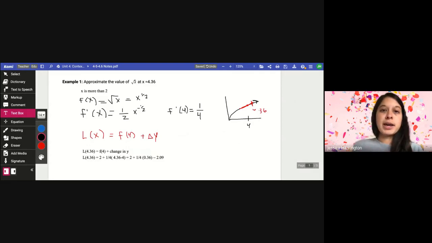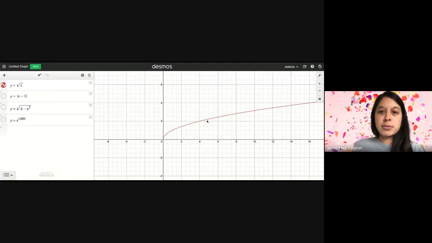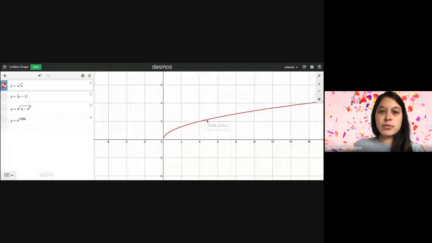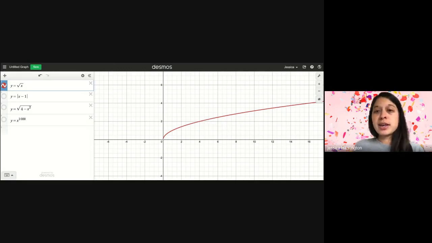And let's go back and see, is that true? I'm going to try to see if I can get to 4.36. Oh, there we are. So the actual value is around 2.088. So you can see 2.09 is a pretty good estimate. And we were able to do that by using this tangent line and approximating it as the function for that small window.